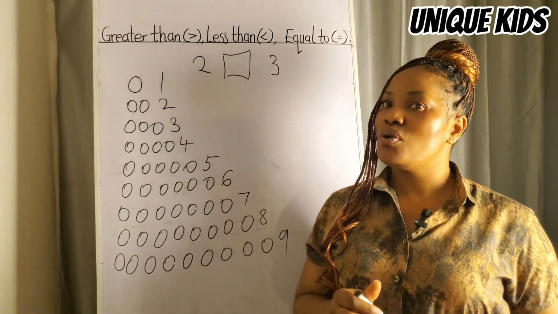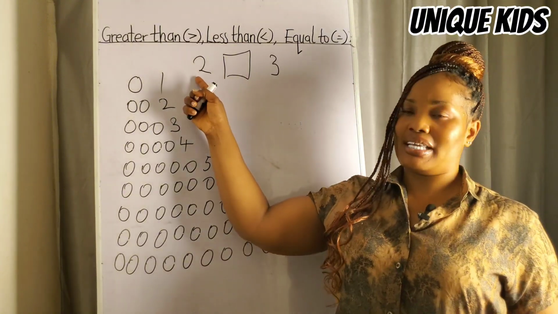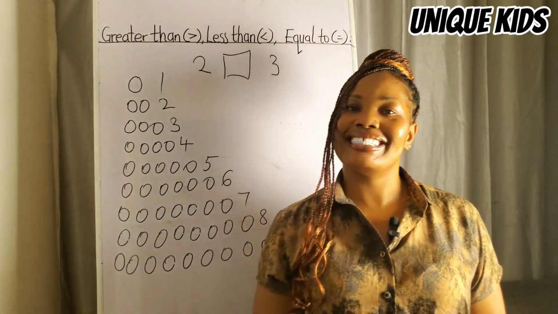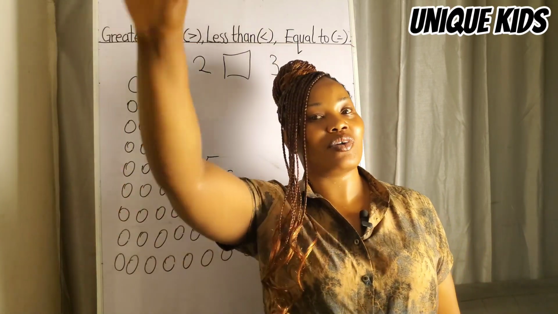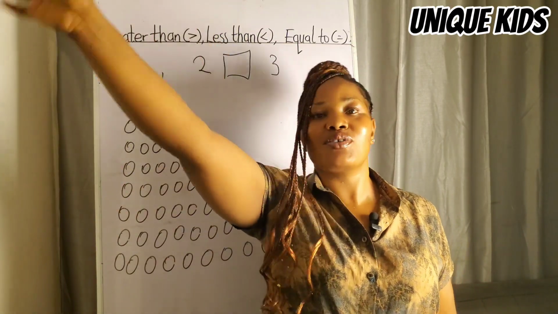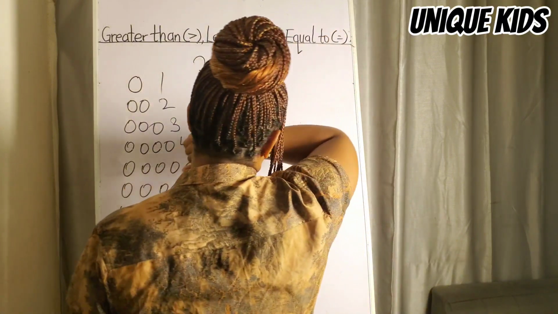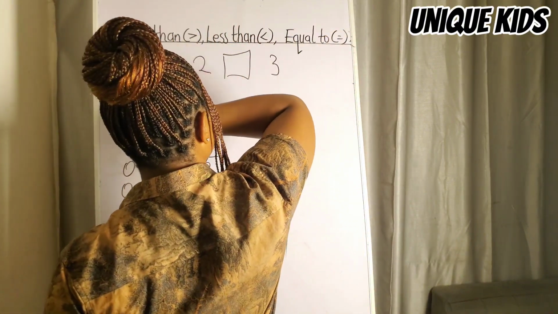Remember, I told you when the bigger number comes first, you will use greater than. And greater than is done with your right hand. So if I turn like this, this is greater than. So I'm writing here, I turn greater than.